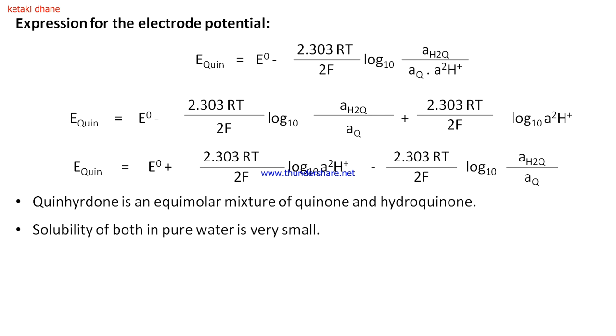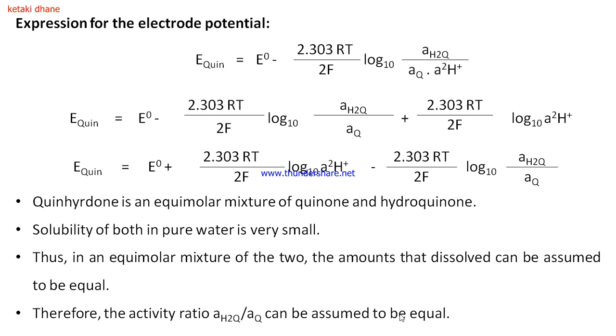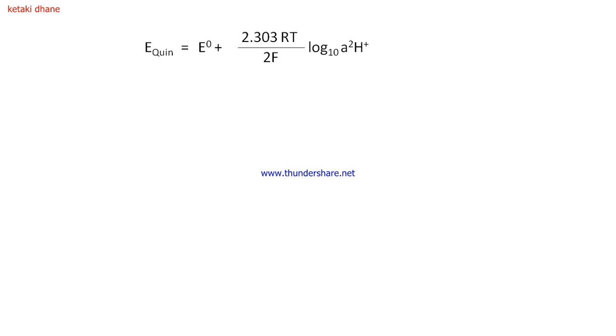When we put these values in the Nernst equation, note that quinhydrone is an equivalent mixture of quinone and hydroquinone. When we measure the potential difference, there is a salt bridge between the two solutions. The solubility of both in pure water is very small, so the amount dissolved can be assumed to be equal. So the activity ratio of the reduced state divided by the oxidized state can be assumed to be equal.